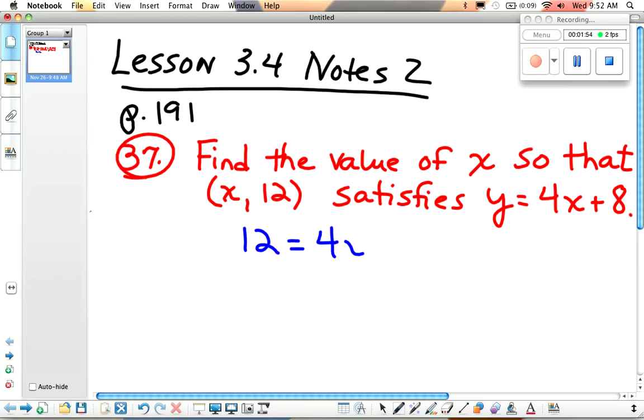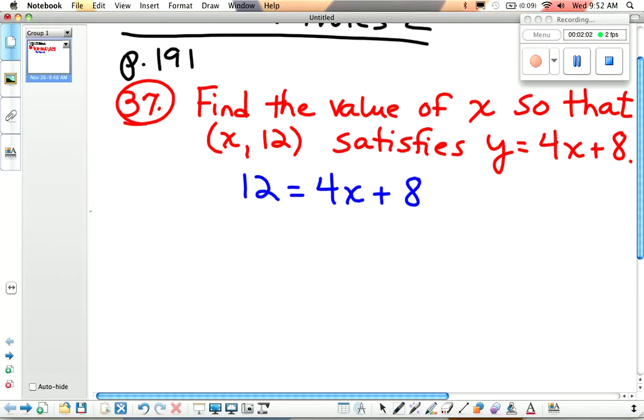and solve the equation for x. There are many ordered pairs that would actually satisfy this function. We're just looking for one of them. We're trying to complete one of them. Okay, so go ahead and solve that, because this is solving a multi-step equation, which you know how to do.